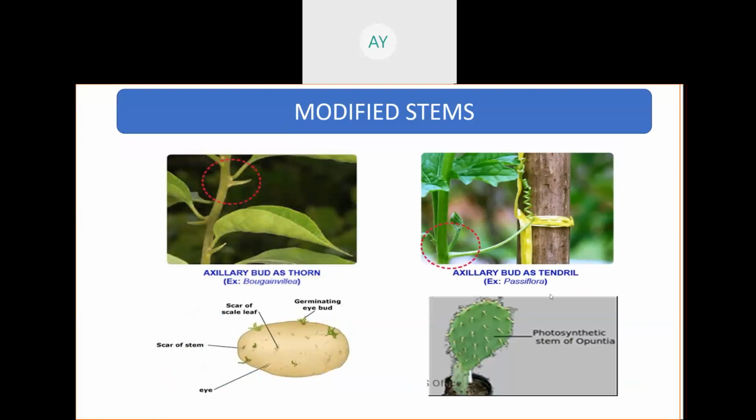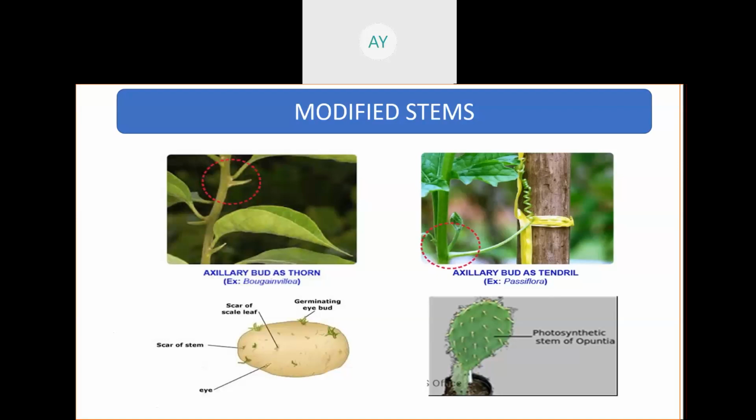Next, you will find the axillary bud as tendrils. You find tendrils just to grip on the supporting materials. So sweet potato is a root. Yes, so these help in climbing in an upward direction and give support.